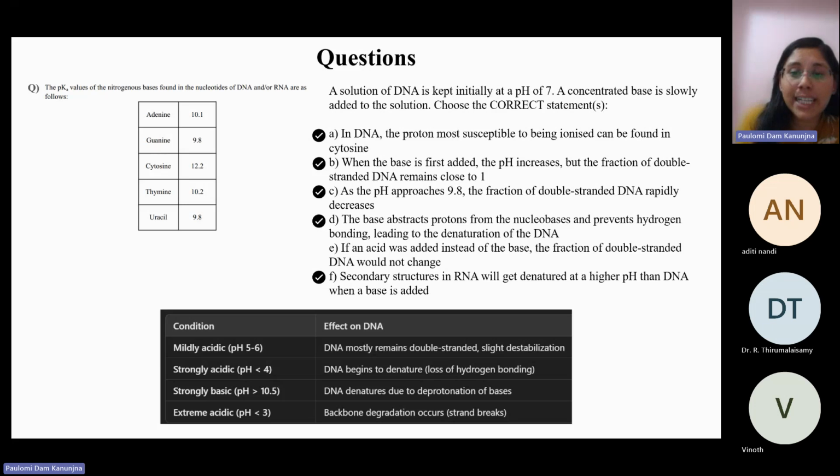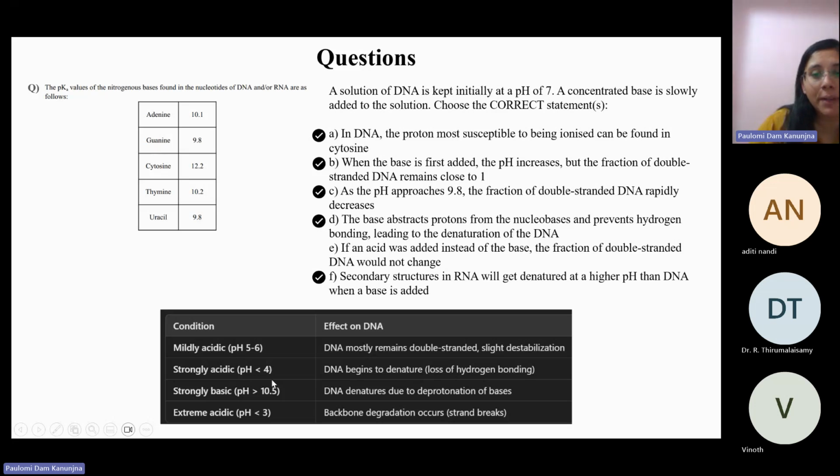Now, E says if an acid was added instead of base, so you are making it more acidic, the fraction of double-stranded DNA would not change. That is not correct, because look here: if you are adding more acid, it's becoming acidic. Even if it is only mildly acidic, DNA starts to get destabilized. It becomes destabilized at 5 or 6.